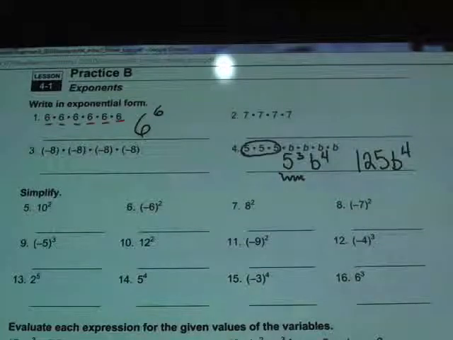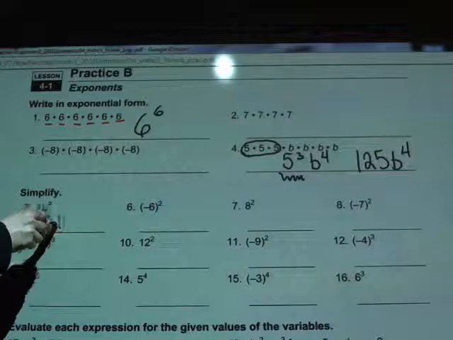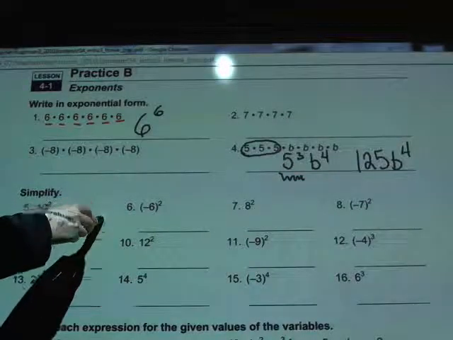Okay, in the next part now, they're just asking us to simplify, and they've given us some simple expressions that we're supposed to figure out what they would mean in terms of exponents. So for instance, if we take a look at number 5, 10 squared. Well, that means I'm going to use 10 in a multiplication problem, because that's what the base indicates, and the exponent 2 indicates it's going to show up in that multiplication problem 2 times. So this is going to be 10 times 10. Well, 10 times 10, that's 100.